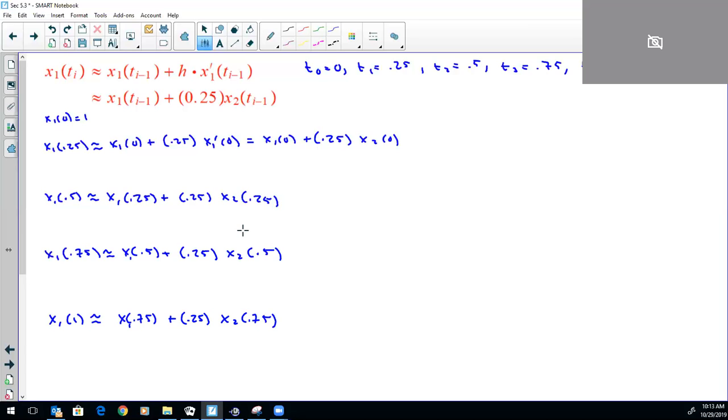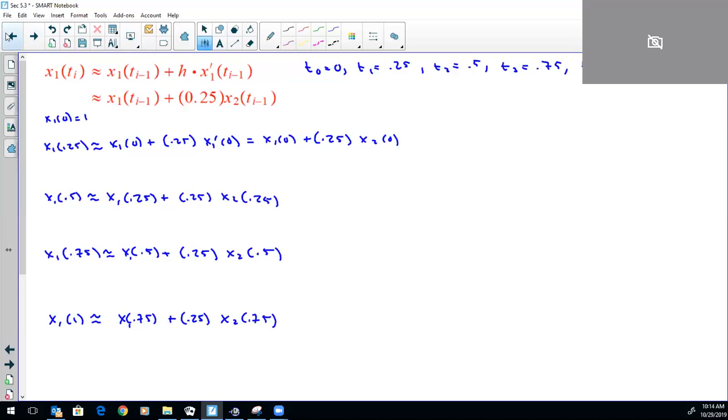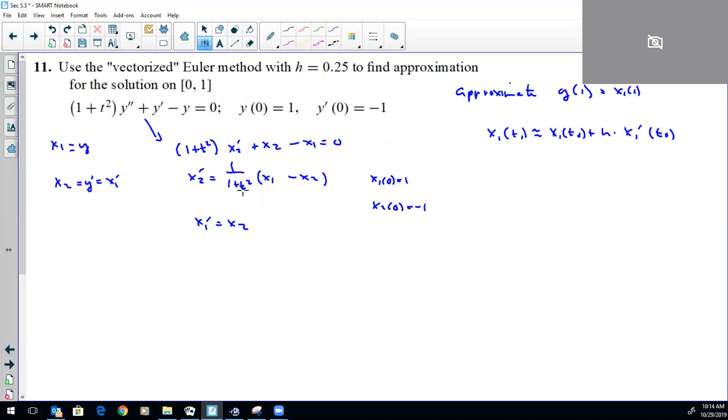So those are the equations we're going to have to fill in here. Now, we need to know something about x2. And we're going to be using the Euler formula on x2 simultaneously. It works this way: x2 at some value is approximately x2 at the previous value plus the step size times the derivative at the previous value. And here's my formula for the derivative. Yeah, x2 prime was this thing.